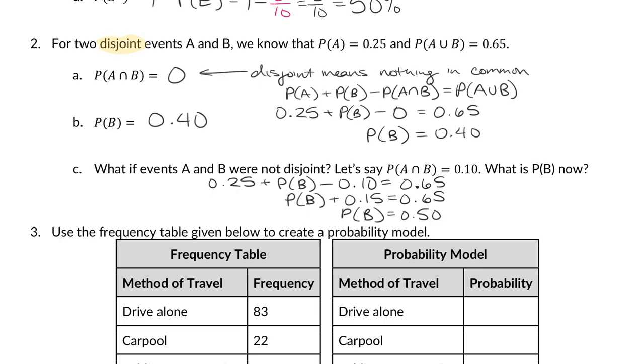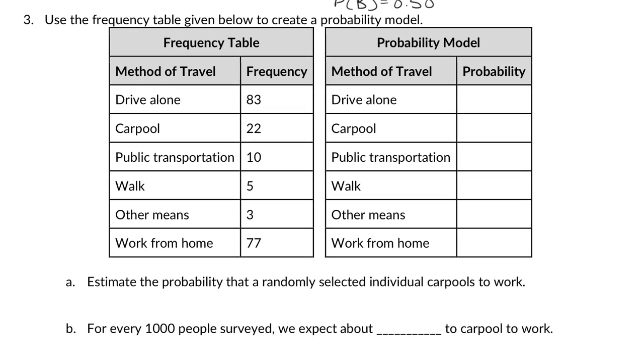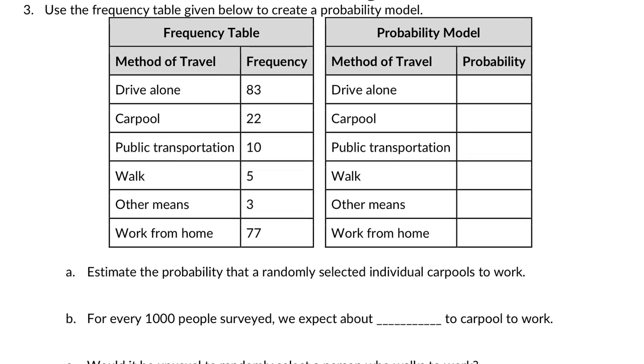Last example together kind of throws it back to something we had in chapter 2. I've given you in this problem a frequency table, like tally marks, of the number of people. Somebody asked people how they get to work, and this is how they responded. 83 people said they drive by themselves. 22 said they carpool. 10 said they take public transportation. 5 said they walk. 3 said other. And 77 said they work from home.